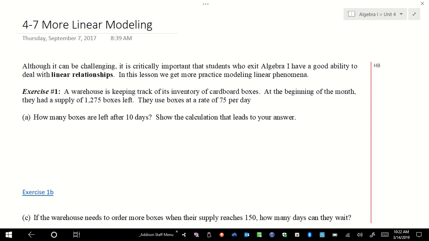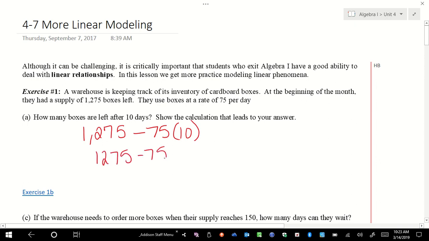So if you think about it, they have 1,275 boxes left. They're using them at 75 a day. How many after 10 days are left? If you do the math, you've got 750 there. Subtract that from 1,275. You should have got an answer of 525. Go ahead, click on exercise 1B. Pause the video, try it, come back, play the video, and we will continue on.